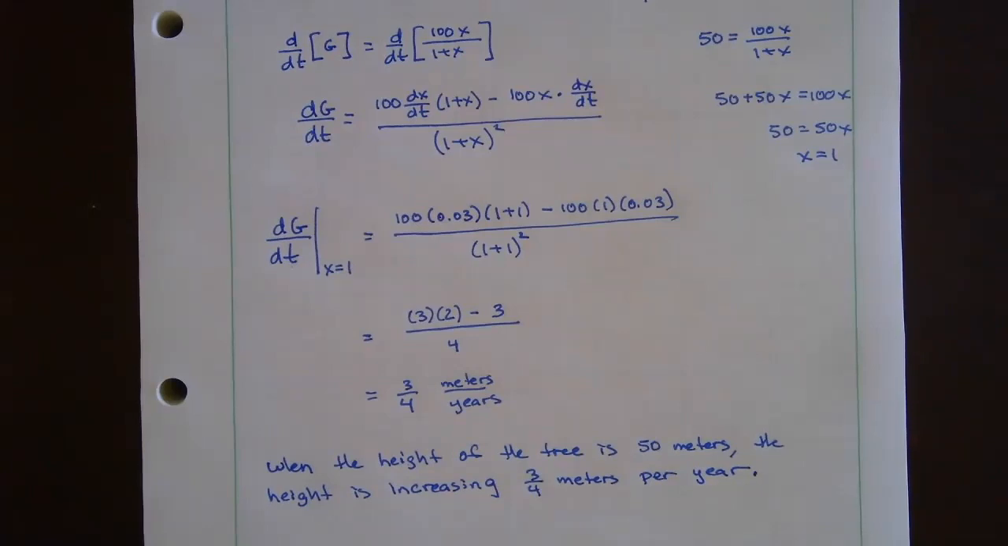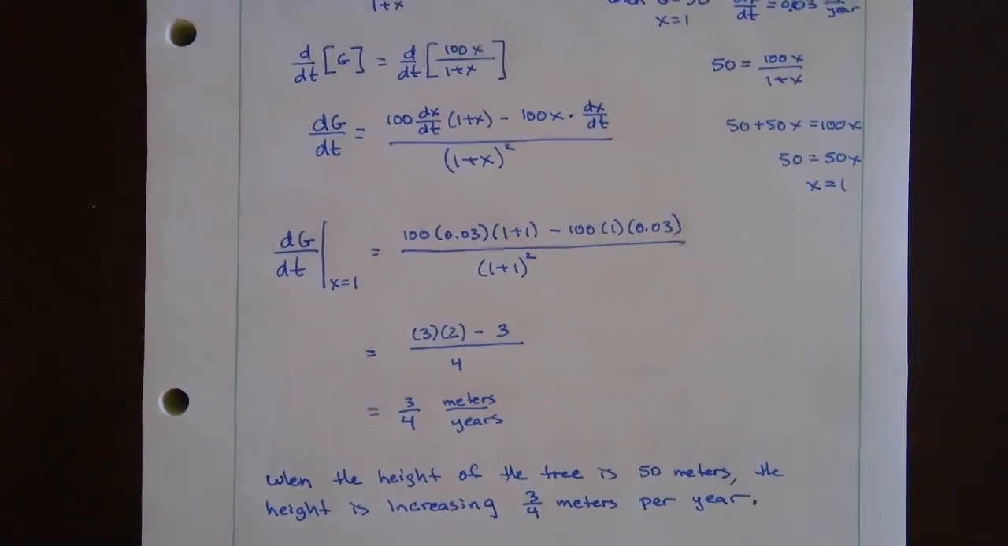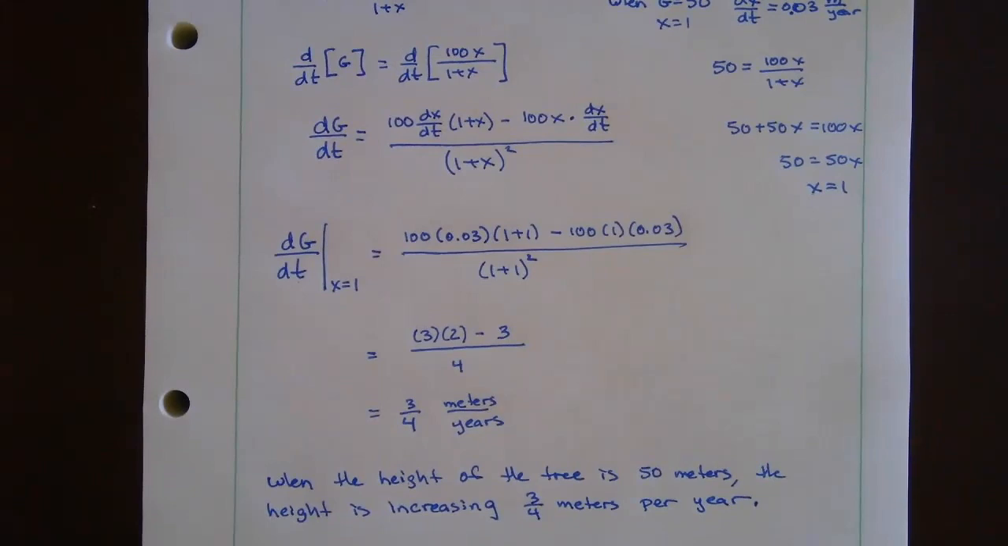So this is a related rates problem. I don't know if you realize that, but that's what this is. It's not simple, but it's a related rates problem. They're asking us the rate at which the tree was growing, but they gave us the rate at which the diameter was increasing, and so we had to use all that to figure it out.